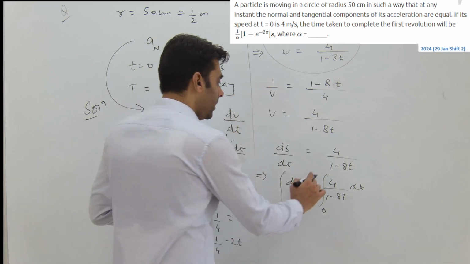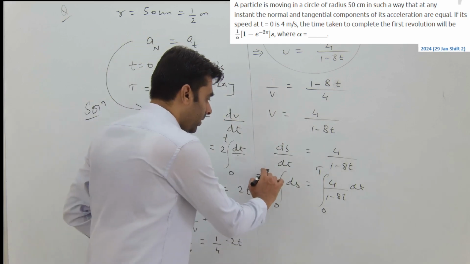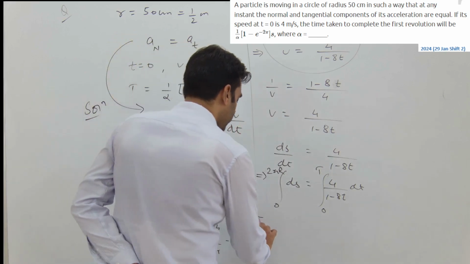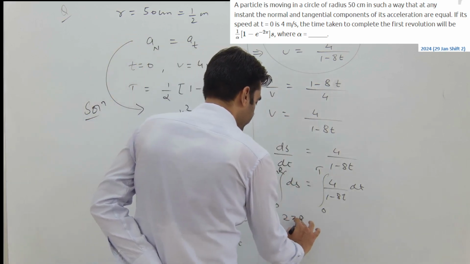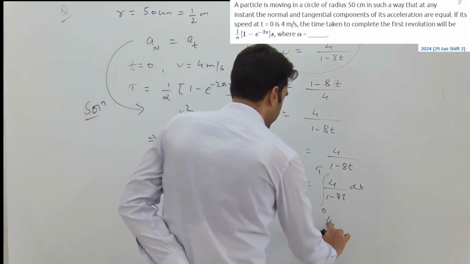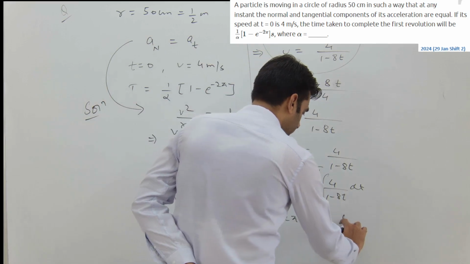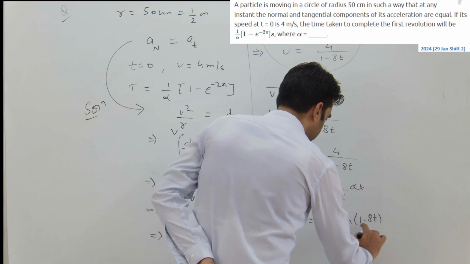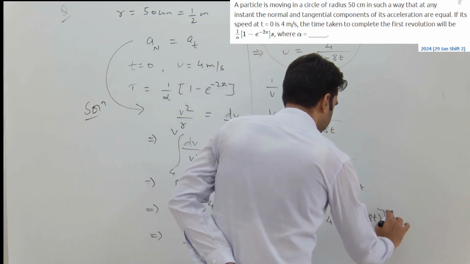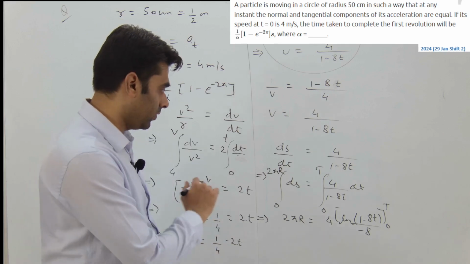to time t, when one complete revolution is made. Distance traveled will be how much? The circumference, one circumference, basically 2 pi r. So we can write over here, this will be 2 pi r. In this integration, 4 is constant, so we can take it out, and the integral of 1 by 1 minus 8t will come out to be ln of 1 minus 8t by minus 8. Limits are from 0 to capital T. Capital T is basically the time when one round is completed.